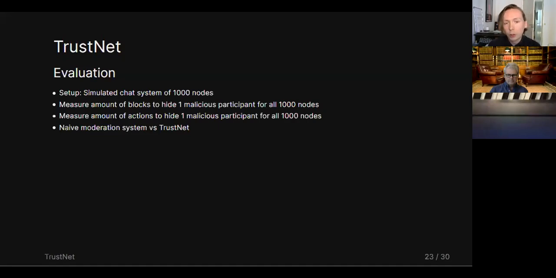Now, to have something to measure against, a baseline, we also defined an alternate moderation system, which I'll call the naive moderation system. In the naive moderation system, each node has to individually block the malicious participant. So there's no delegation going on with using moderators or trusted participants. And this is actually a typical moderation system for distributed chat systems.